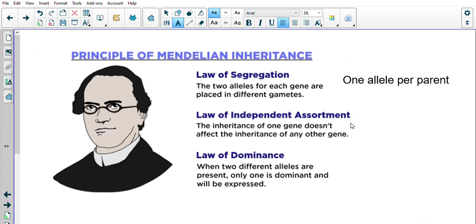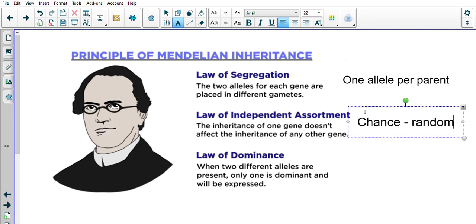Then, the law of independent assortment. The inheritance of one gene doesn't affect the inheritance of another gene. Basically what this is saying is your chance of inheriting any of these alleles or any of these variations is random. There is no, if I get this gene, I have to then get this gene. Independent means each and every single one of the genes is independent of each other.